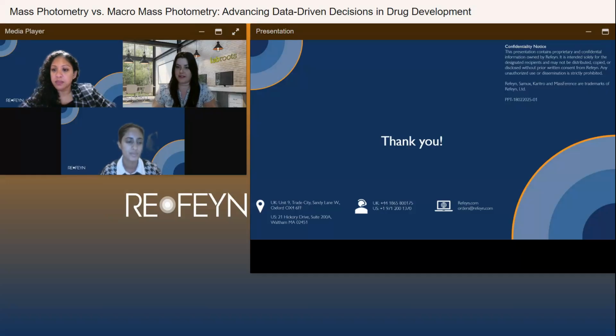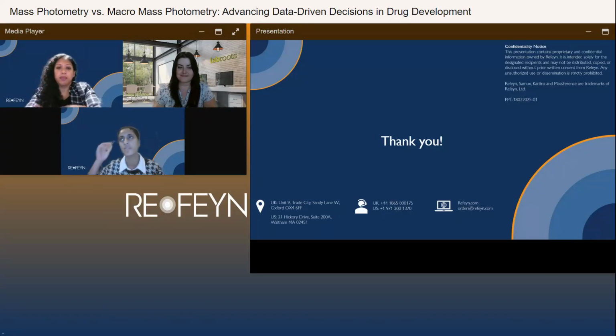Okay, moving on to our next question. This next question is asking, what are the sample volume and cost benefits of using MP or MMP at early development stages? I think I will take this one again.